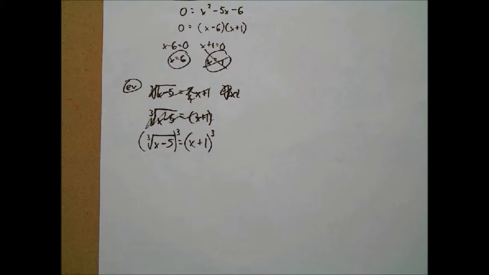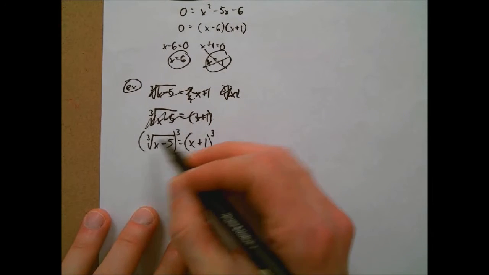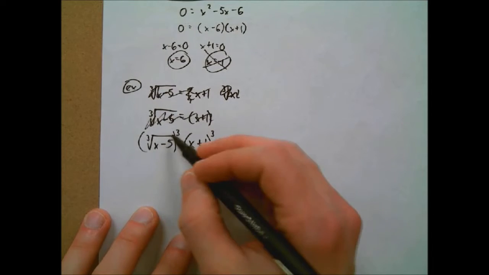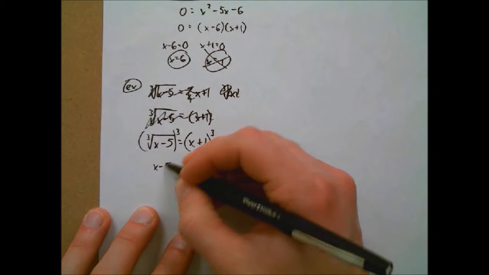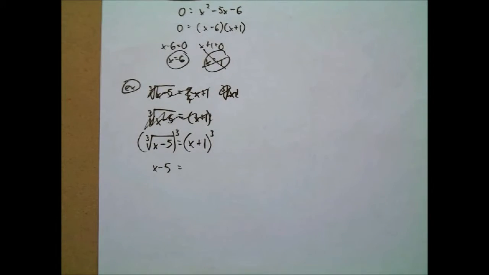Okay? Left-hand side is easy to figure out. What's the cube of the cube root of x minus 5? What does that simplify to be? Just x minus 5. Super easy. What does it mean for me to cube x plus 1? What am I going to do? x plus 1 times x plus 1 times x plus 1, right?